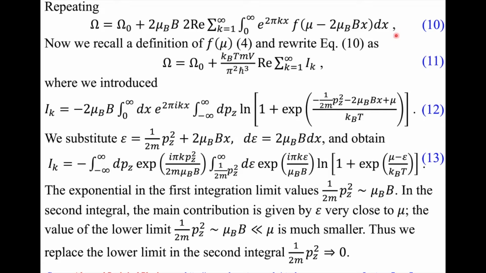This is the Fourier series expression for the Landau potential. We recall the definition of f of mu that was introduced in the last lecture, lecture number 6, and repeated in this lecture as equation number 4. Then we write this equation for T n as omega naught. This coefficient comes mostly from f, the real part of some of the certain integrals I_k, and this coefficient will be absorbed by one of the integrations. The integral dp_z comes from the definition of f, that was the function in the definition of f.